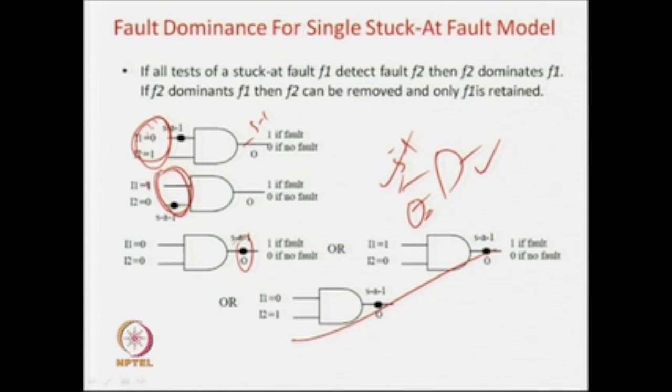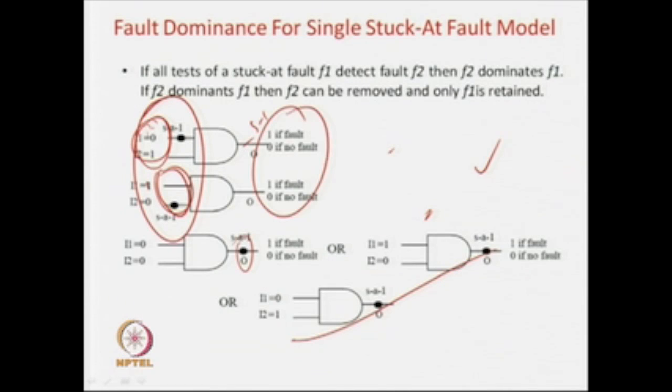So therefore, if we keep these two stuck at faults at the inputs, then automatically the output stuck at fault gets tested twice. So that is why we can say that this is another type of fault collapsing, which is called fault dominance. So this way also you can reduce the number of faults from 3 to 2.